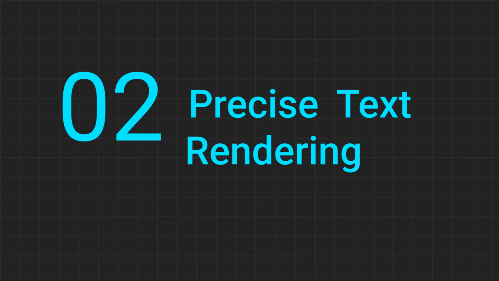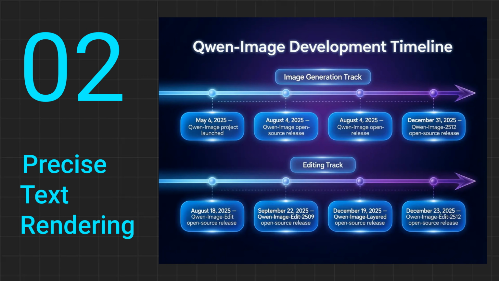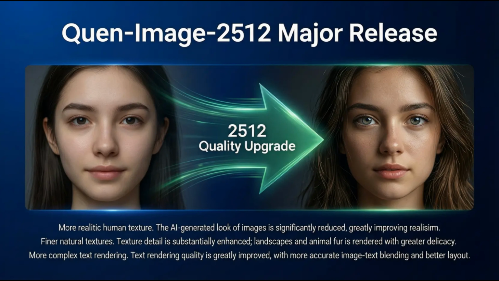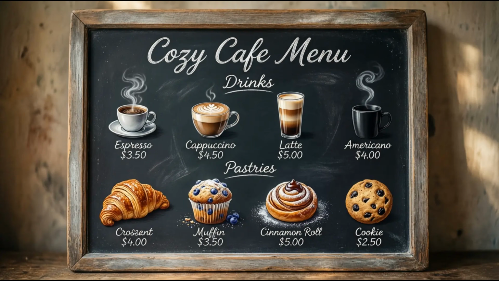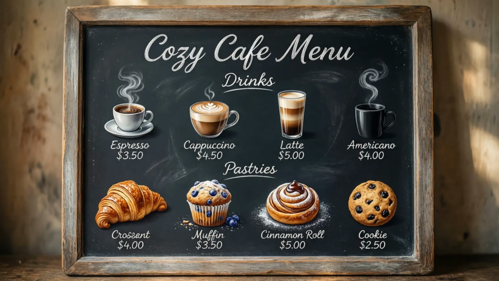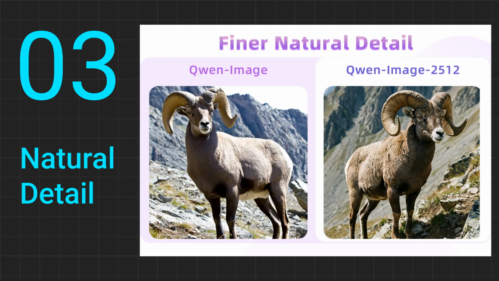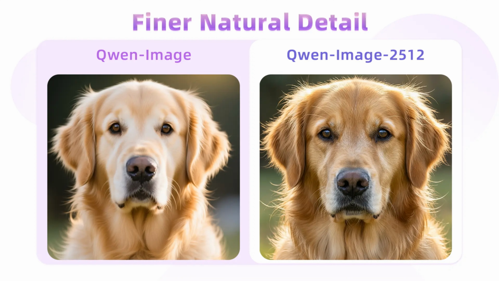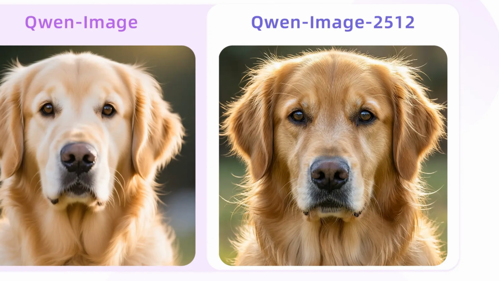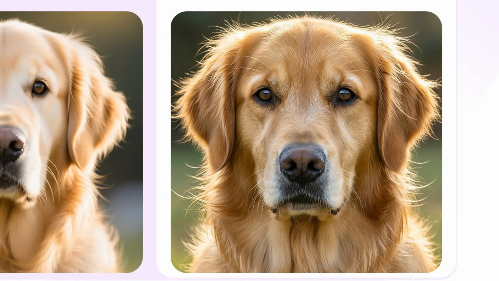Second, precise text rendering. This has historically been one of AI's most persistent weaknesses. Most models struggle with text. Letters get distorted, words become illegible. Qwen handles this remarkably well in both English and Chinese. That means posters, signage, menus, infographics, assets that are actually usable in professional contexts without manual correction. Third, finer natural detail. Complex textures that typically challenge AI models, animal fur, water droplets, landscape elements, render with notable accuracy. Clean, high-quality output that doesn't require extensive post-processing.